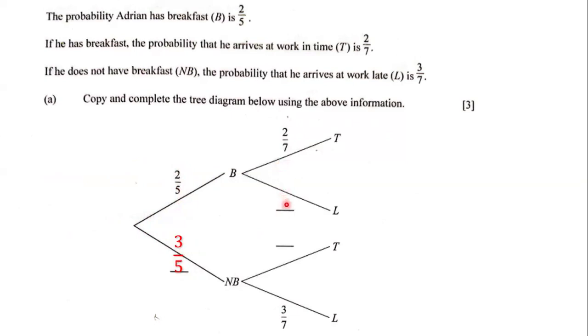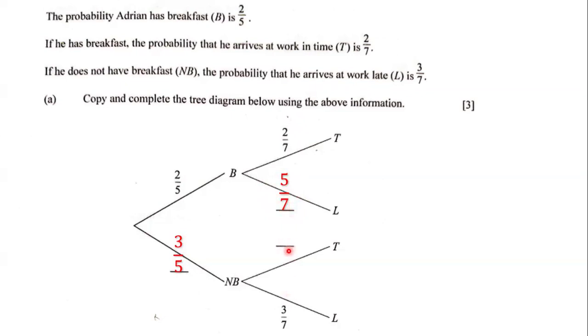The same thing is true for this particular one. Remember that the sum of these two branches must equal 1. So if this is 2 over 7, then this one right here must be equal to 5 over 7. And the reason why it's 5 over 7 is because the sum of these two must be equal to 1. So 2 over 7 plus 5 over 7 is 7 over 7, which is 1. And so the probability for this particular branch is going to be 5 over 7, okay?